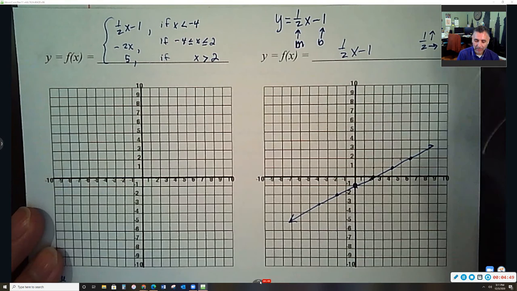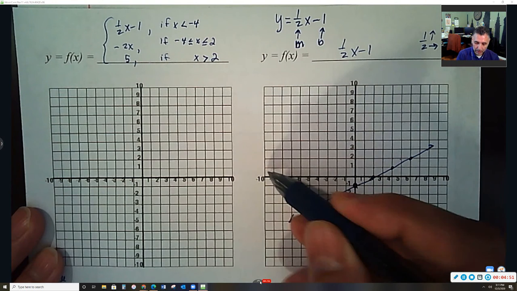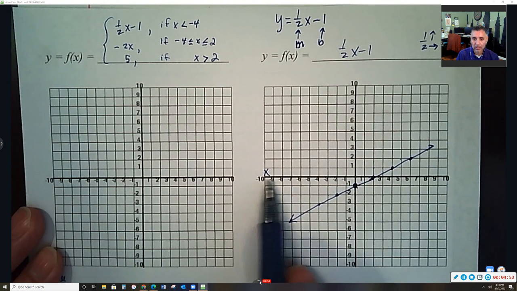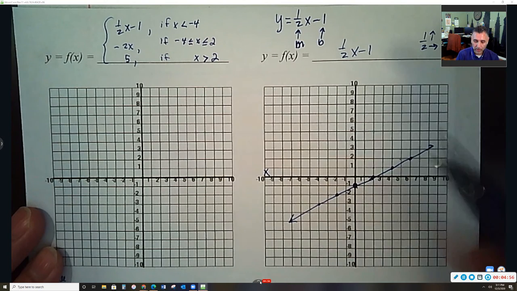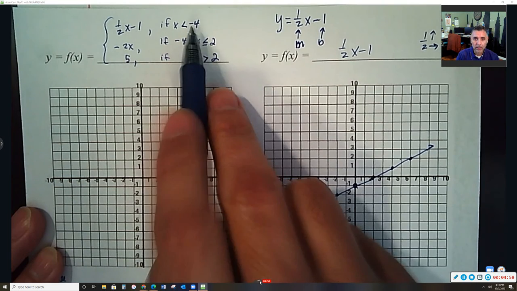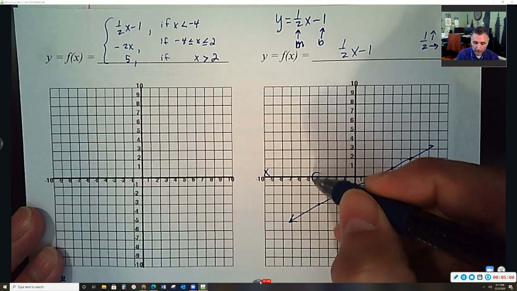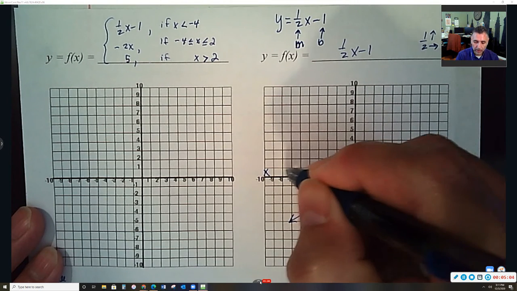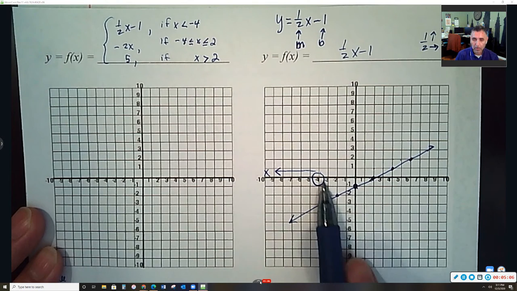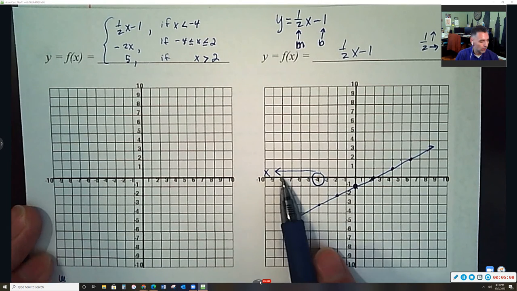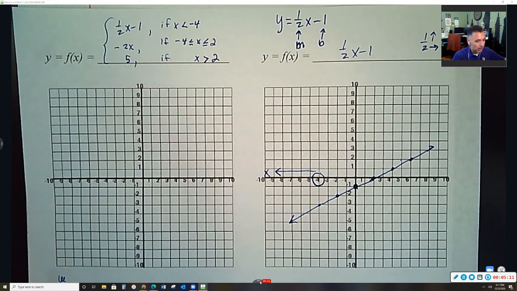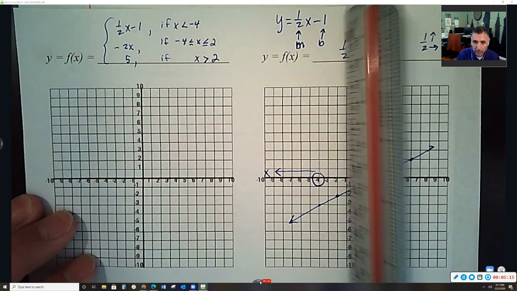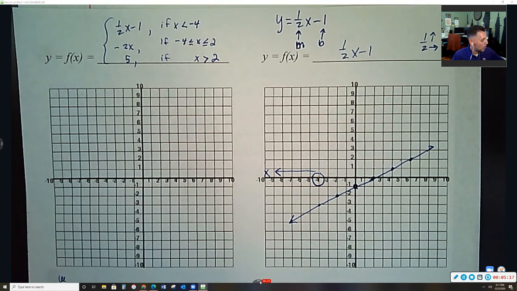So if you come over here, remember this is your x axis. Here's -4. I think I said 4 a second ago, here's negative 4. When x is less than negative 4, that means just take a look at this part. That means I only want, let me use something to cut this off.